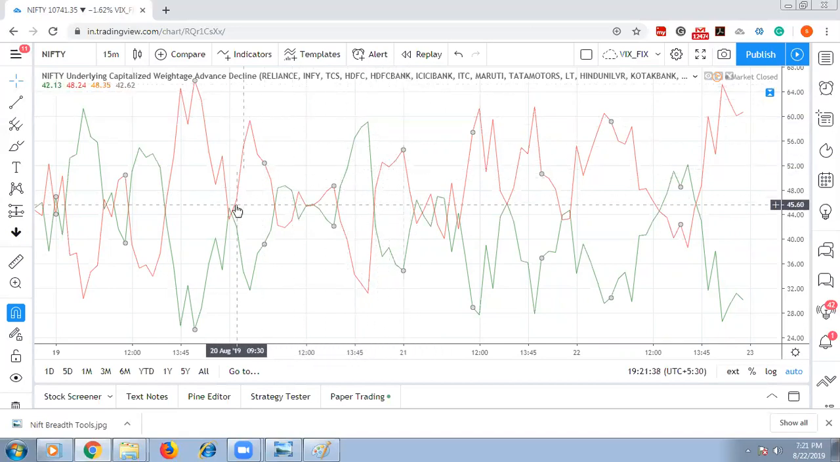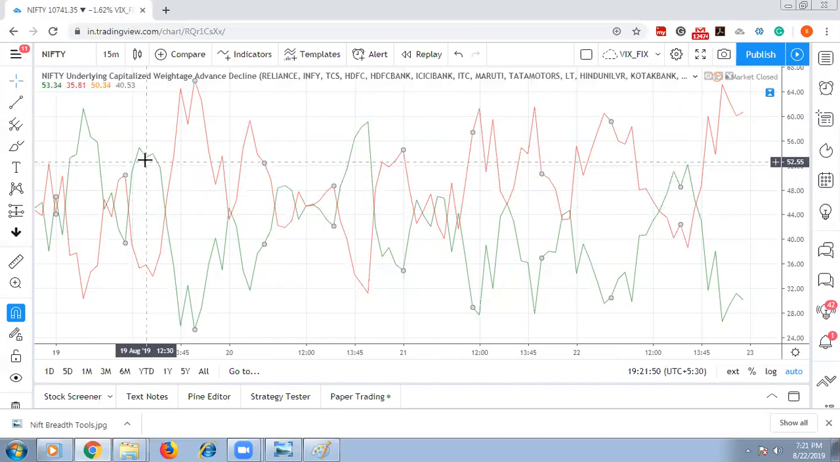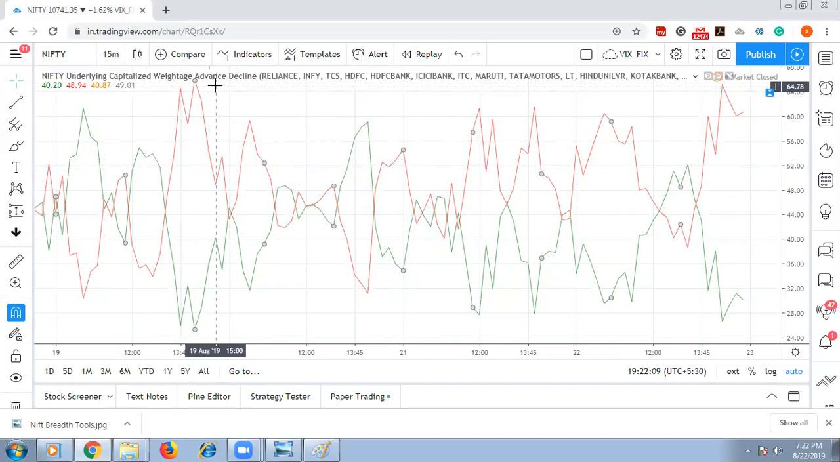You have to understand whether the assigned free float capitalization is moving in a negative direction or in a positive direction. These are two lines. If the green line is above 50, that means more than 50% of the assigned capitalization is moving in a positive direction. If the red line is above 50, then more than 50% of the assigned free float capitalization stocks are moving in a downward direction. Whatever it might be, here it is somewhere around 70 percent.